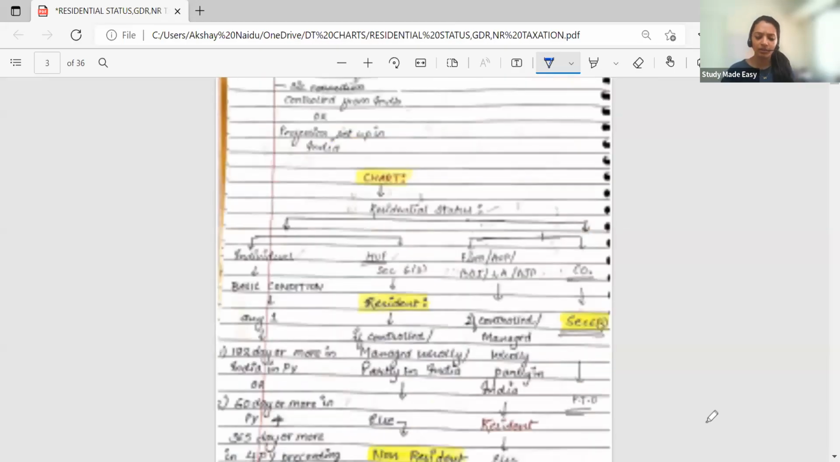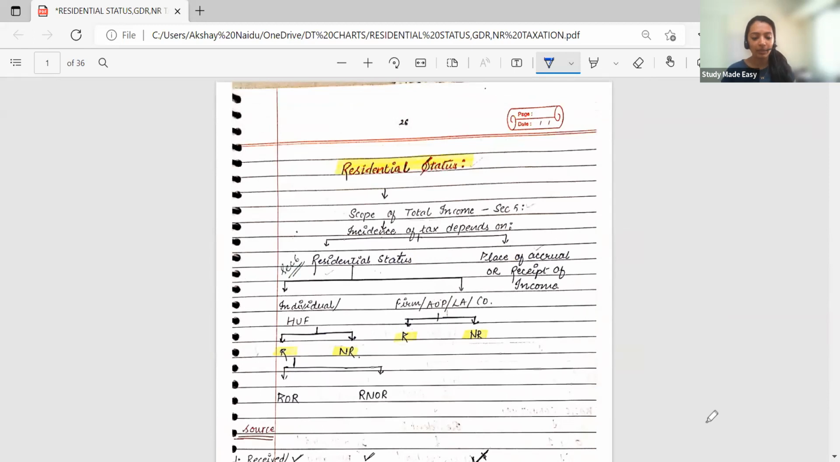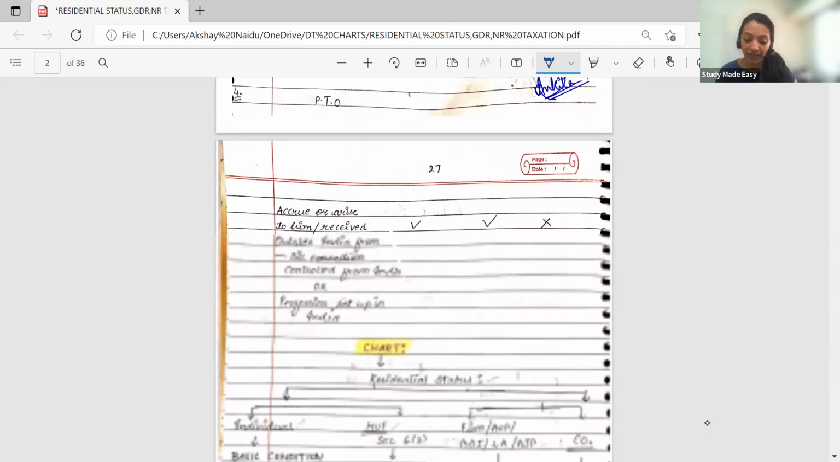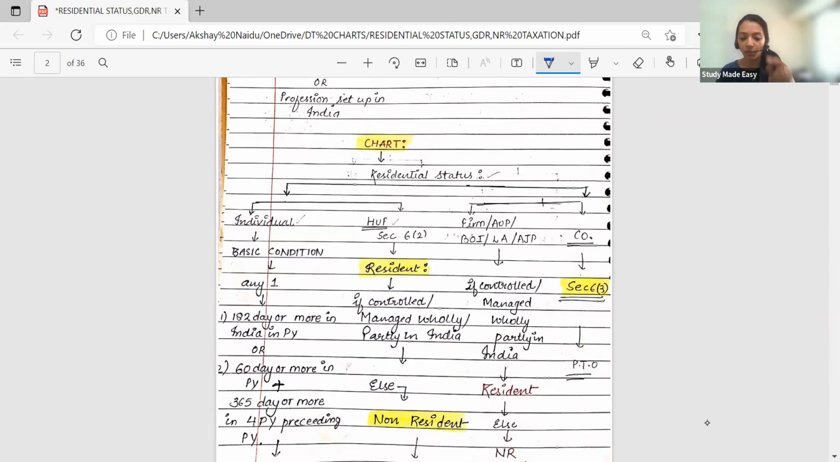Now, when it comes to a partnership firm, LLP, in that case also, control and management wholly outside India, non-resident; control and management wholly or partly in India, resident. There you would not check the additional condition. Additional conditions are checked only in two cases, individual and HUF, and that is the reason only individual and HUF can be resident and not ordinary resident. For a firm, either control and management wholly outside India or wholly or partly in India. Khatam. This completes the topic of residential status. Overall, the topic of residential status stands completed here.